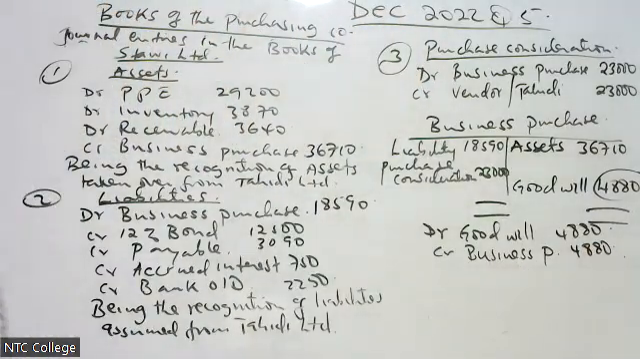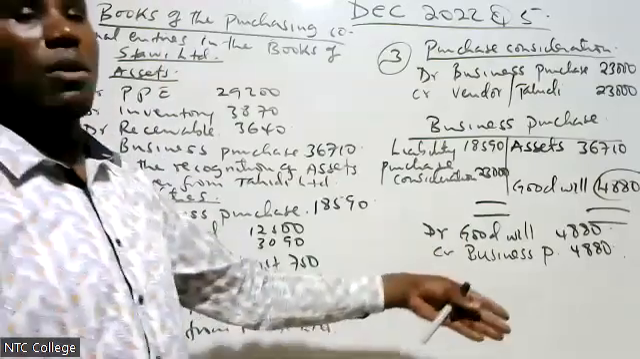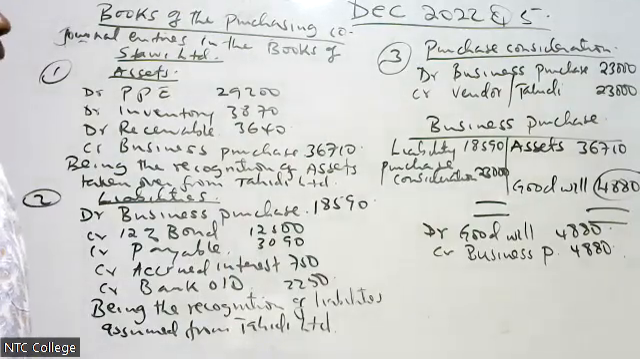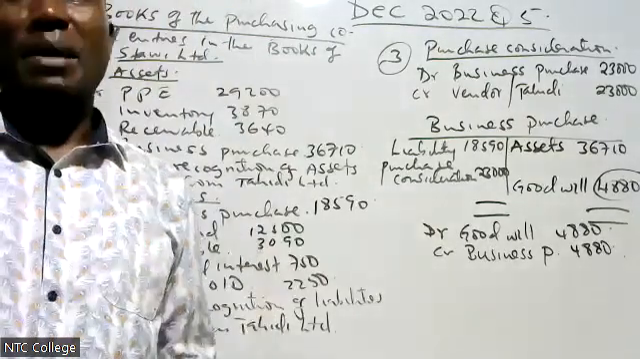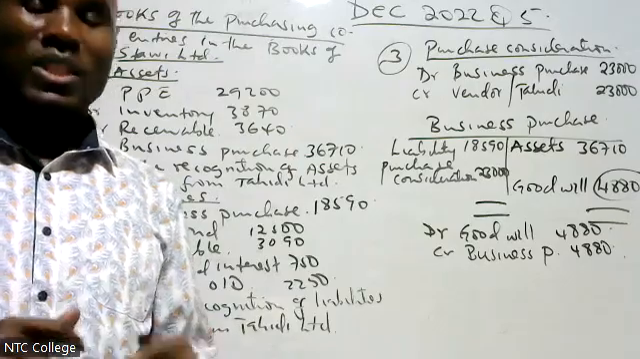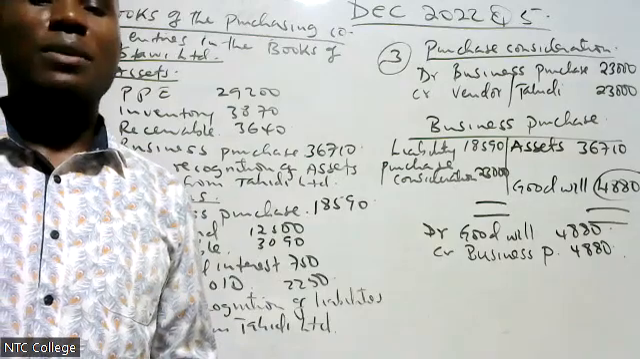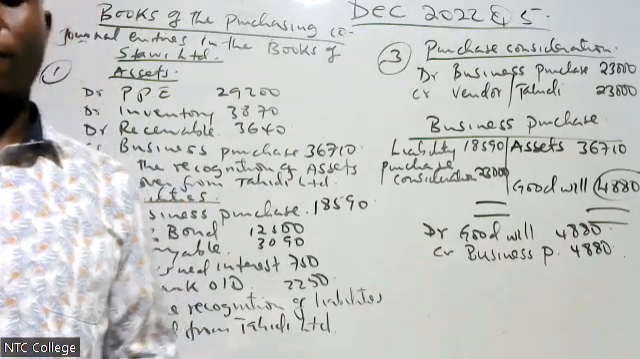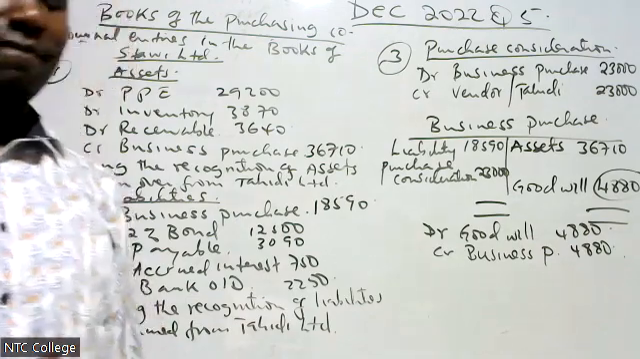I debit goodwill account. I credit business purchase. As you can see, it's on the debit and credit sides. Therefore, we credit business purchase account as we debit goodwill. Then you say, being the recognition of goodwill on acquisition of Dahidi Limited. That is what you say as our journal entry. Now we are done with that note.